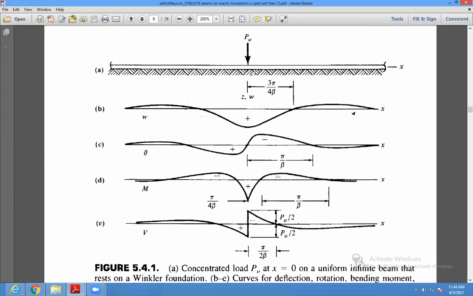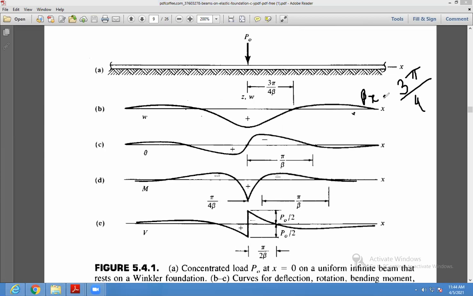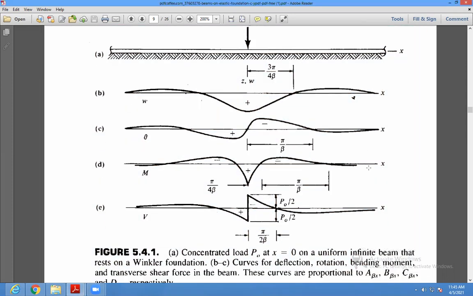Now at 3 pi by 4, beta x equals 3 pi by 4, so x equals 3 pi by 4 beta. That value we have taken from the table for deflection. For slope, we consider beta x equal to pi. For moment, we have considered pi by 4 or pi, and for shear it is like this. These values we take from the table.